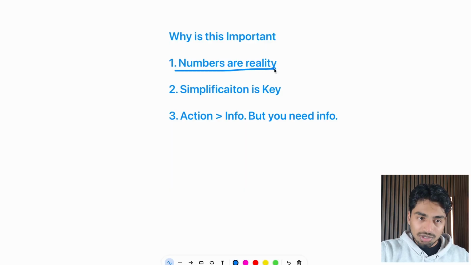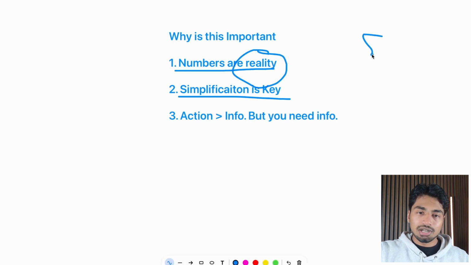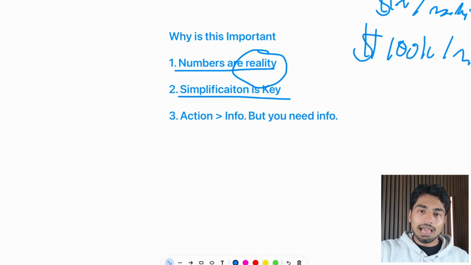Now you might be wondering, well, Shaz, is this important? Is it overkill? This is really important, and this is for these 3 reasons. There's plenty more, but these 3 reasons really hit home. One is numbers are reality. If you're a business owner, you're trying to get to 100K a month and you're at X dollars a month, how do you expect to go from X dollars a month to 100K a month? You don't even know where you are.